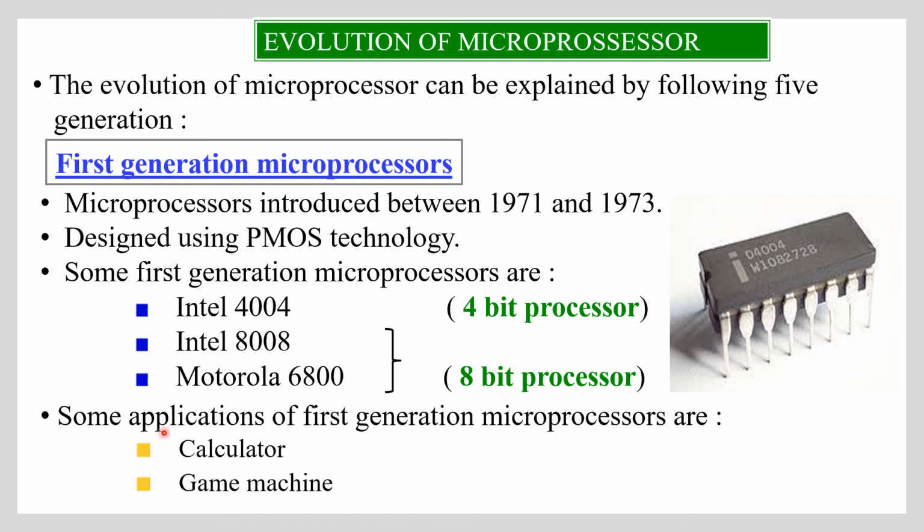Intel was the company that brought the first microprocessor, which was just a 4-bit processor and was used in calculators. Then in 1972, Intel again introduced the first general purpose microprocessor, the Intel 8008, which was an 8-bit microprocessor. It was followed by Intel 8080 in 1973 and Motorola 6800 in the same year. Both these companies made 8-bit microprocessors. They were used in calculators and game machines.